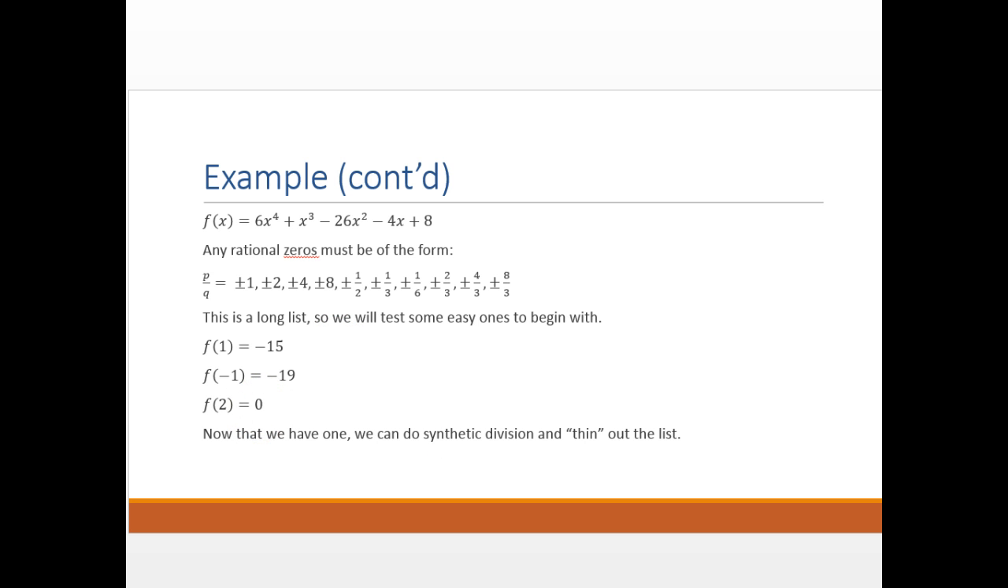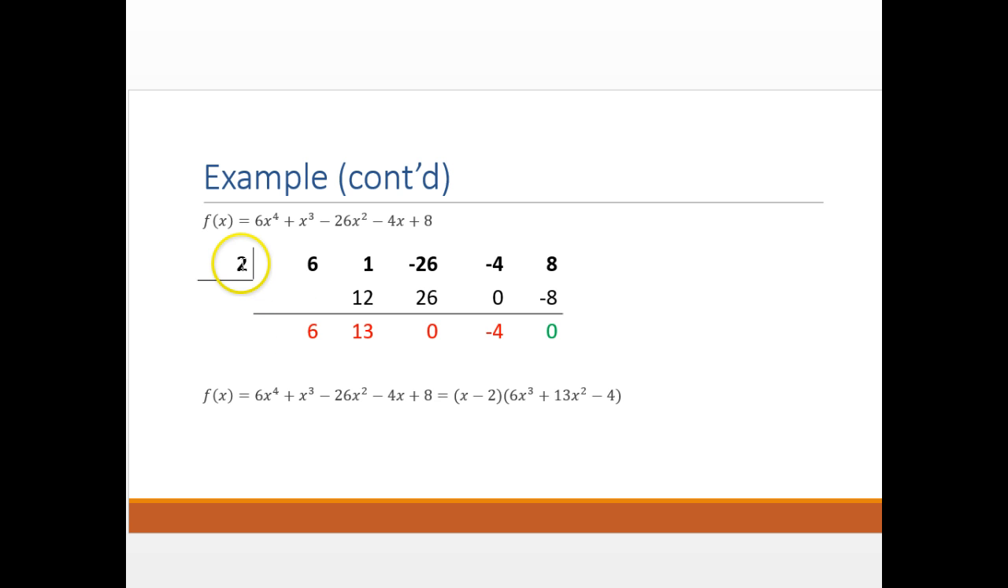Let's do our synthetic division. Our 2 goes out front. Our 6, 1, negative 26, negative 4, and 8 go across the top. We drop the 6 down and we multiply. 6 times 2 is 12. Add to 13. 13 times 2 is 26. Add to 0. 0 times 2 is 0. Negative 4 plus 0 is negative 4. And finally multiply, we wind up with 0 here. So the factor is x minus 2, and we're left with 6x cubed plus 13x squared plus 0x minus 4.